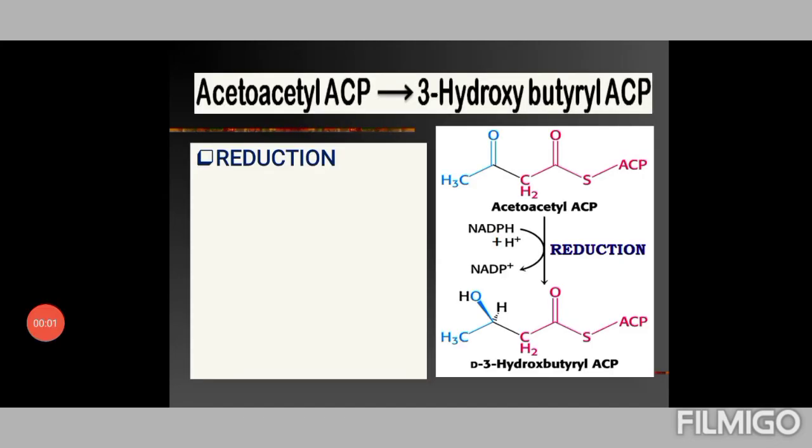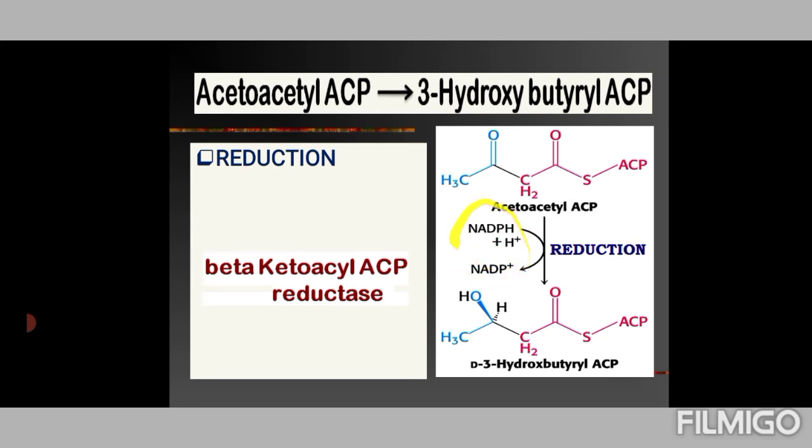So this is the first reduction step. Acetoacetyl ACP gets converted to 3-hydroxybutyryl ACP, and the enzyme involved is beta-ketoacyl ACP reductase. The reduction uses up the NADPH molecule. So this is actually the reduction helped by the reduction potential, namely NADPH. And reduction actually occurs on this third carbon here. So this becomes hydroxybutyryl ACP.